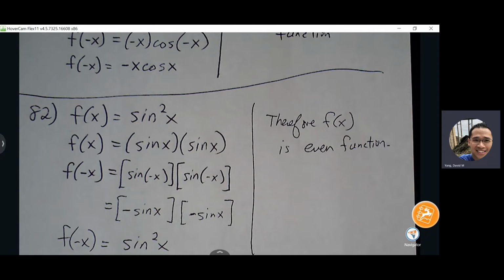Because this is a semicircle. This is a circle with a radius of 4. So if this is a circle with a radius of 4, it's going to stretch the same distance every way from 0.